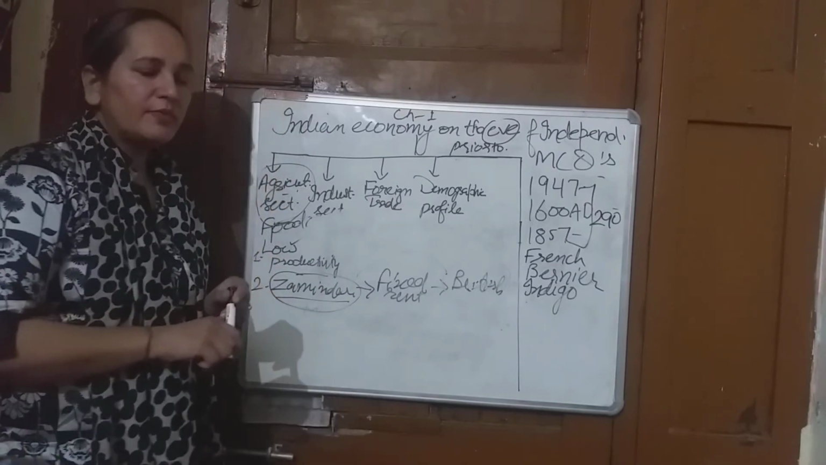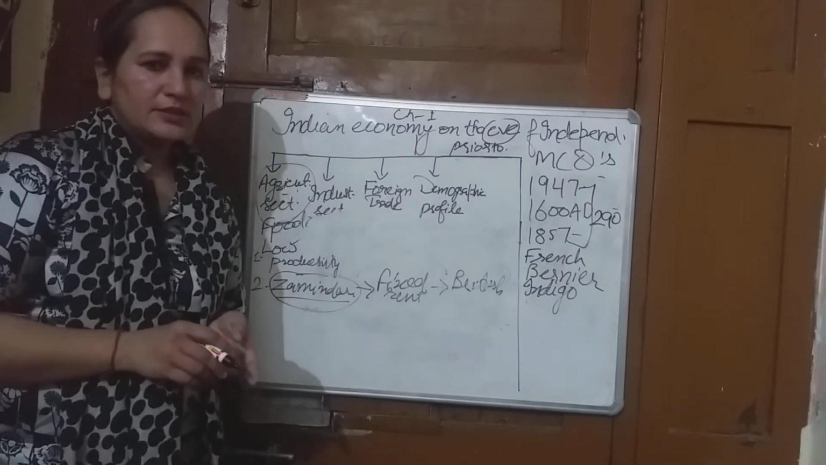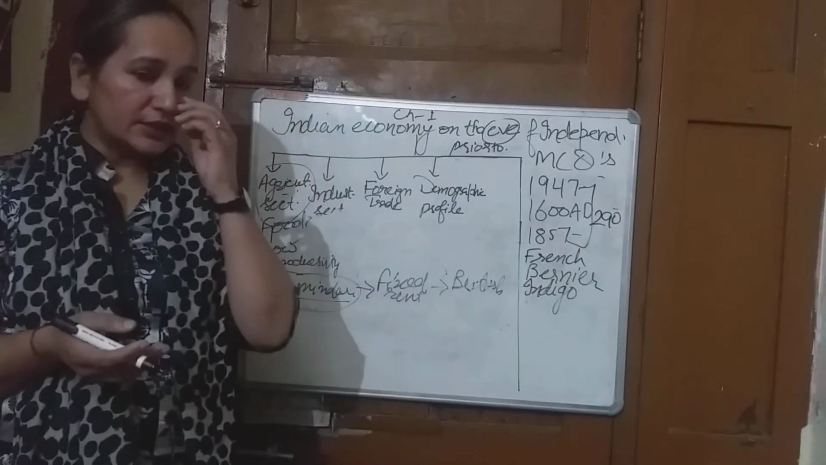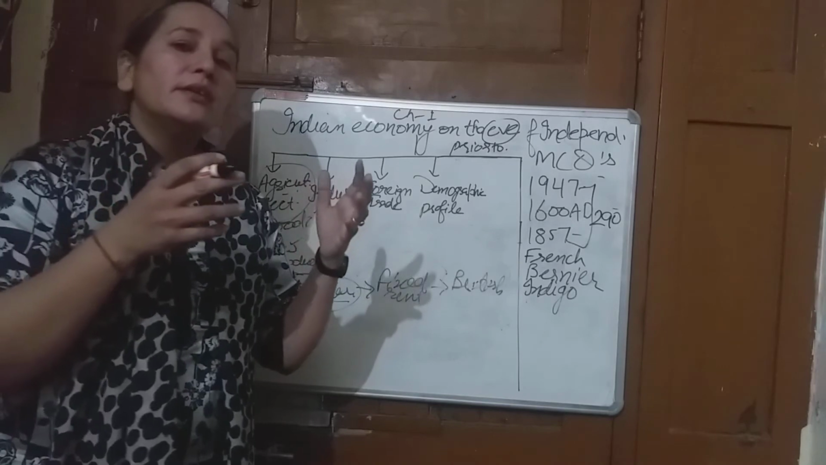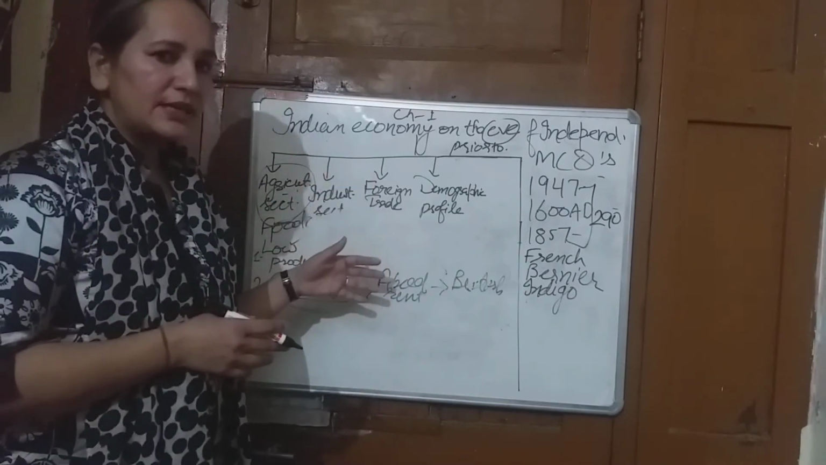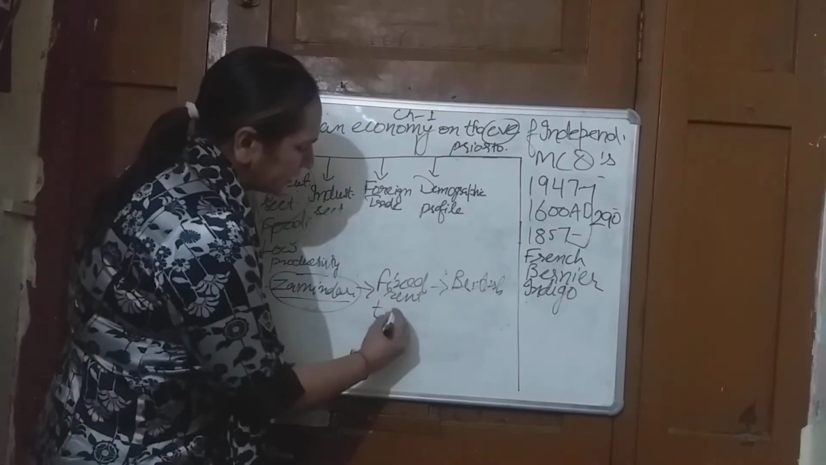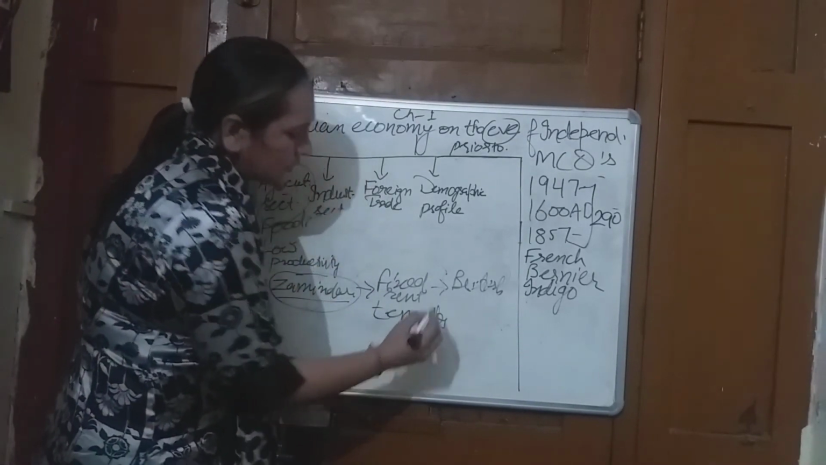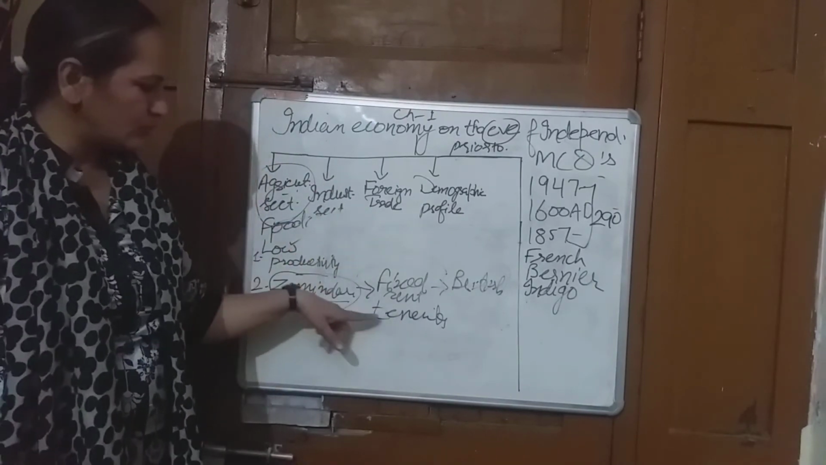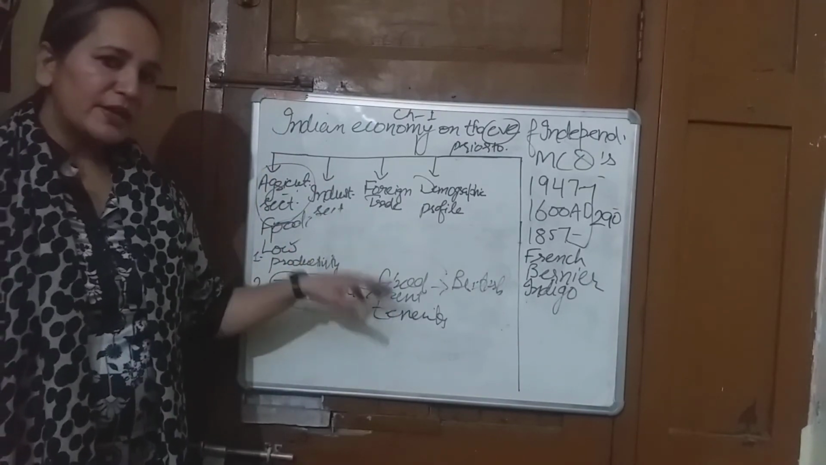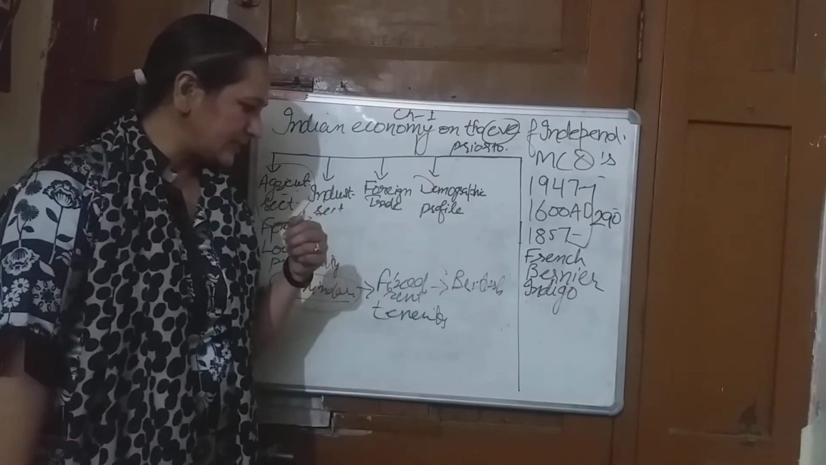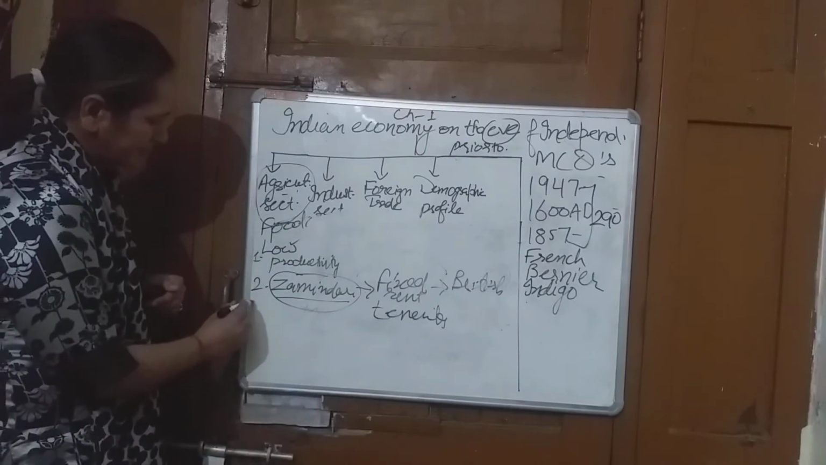Even in case of crop failure, when there was no rainfall and nothing was grown in the agriculture sector, still the Jamidars used to compel the tenants. Tenants refers to the people who were actually doing agriculture, those who were tilling the land. They are known as tenants. They were compelled to pay rent, and that was called lagan at that time. So this was the system.